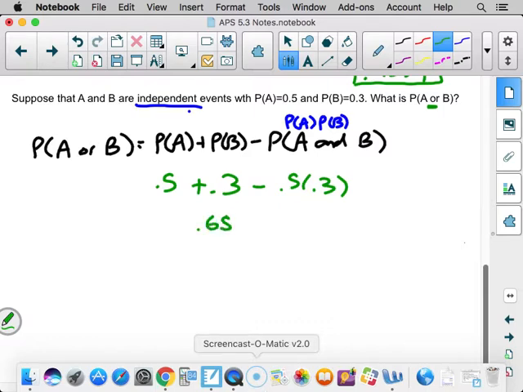I think is it 0.65 total? Because that'd be 0.8 minus 0.15. Yeah.